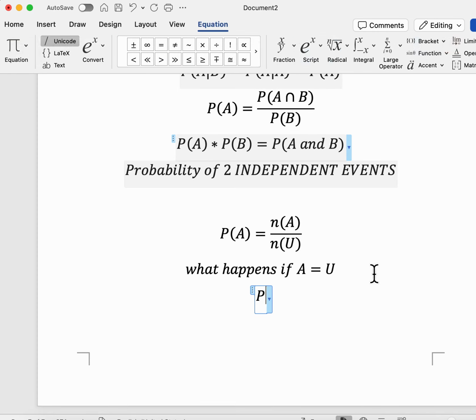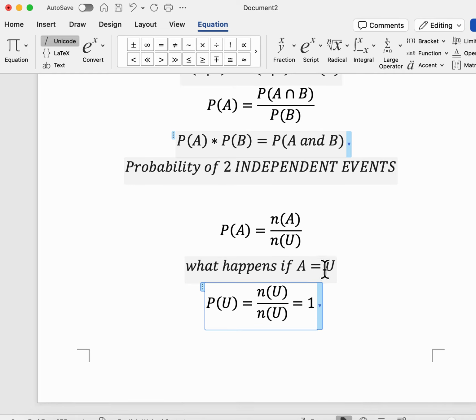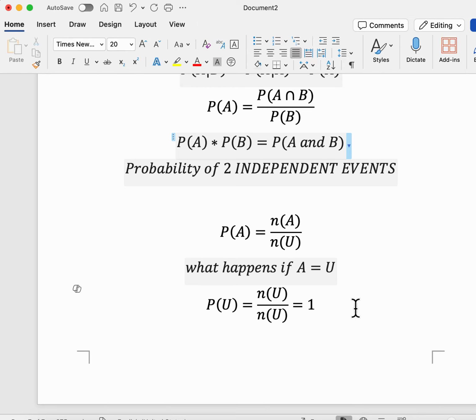Well, then essentially that's just taking the probability of the entire sample space, which is n of U over n of U, and that's always going to be 100%. Probability of selecting the entire sample space, there's only one way, and that can be done with 100% accuracy. So that's the last step here.